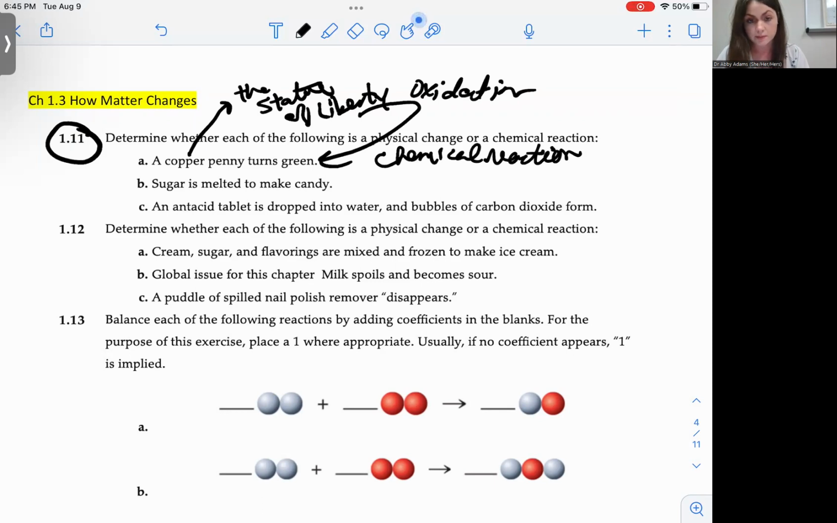B, sugar is melted to make candy. Well, is it that easy to get rid of the sugar just by melting it, or creating caramel? No, sugar is still there, right? So that is a physical change, right?